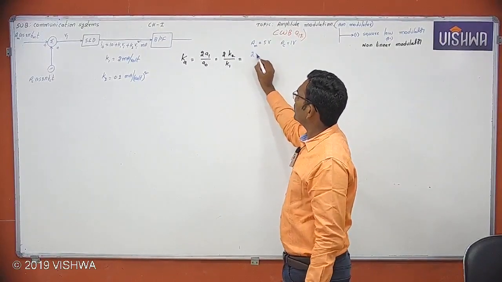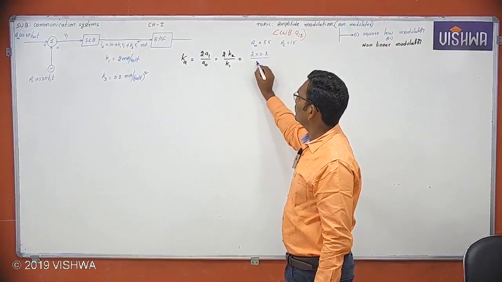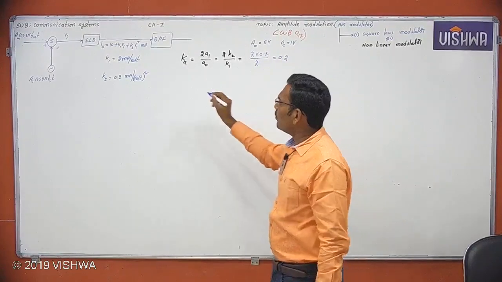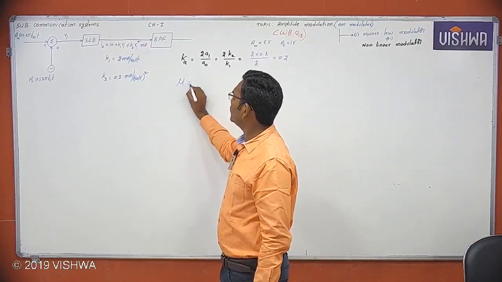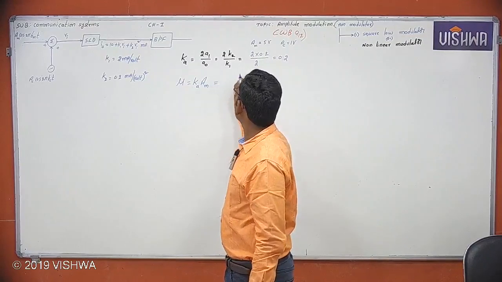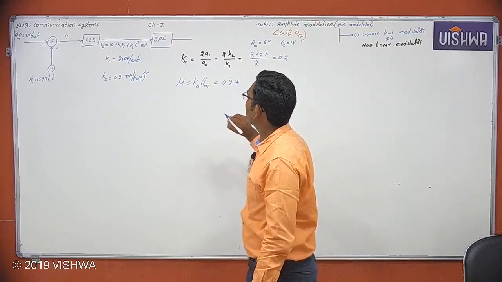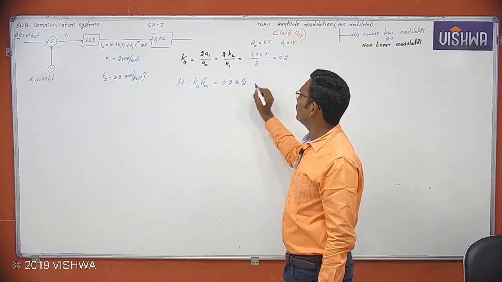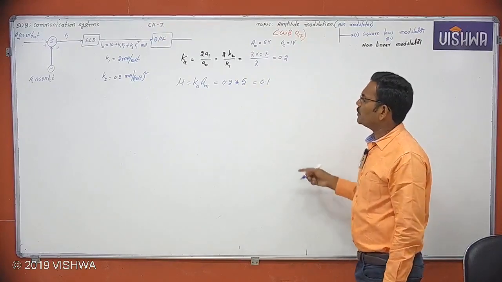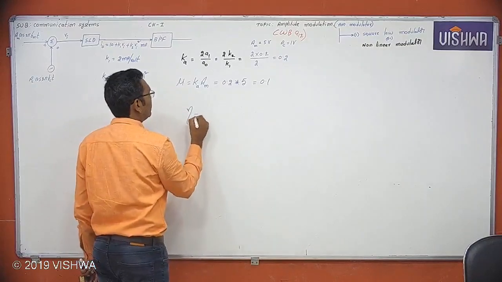Now 2 into what is K2? K2 is 0.2, by K1 is 2. Therefore K is 0.2. Now what is the modulation index? The modulation index, which is equal to Ka into Am, which is equal to Ka. What is Ka? 0.2 into the amplitude of the message signal. The amplitude of the message signal is 5. So the modulation index is 0.1.